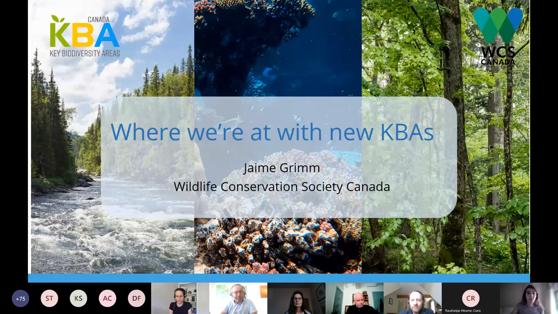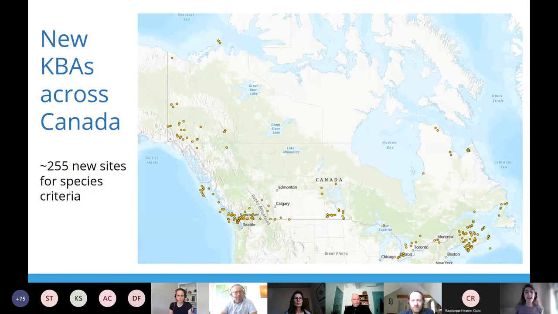So Ciara gave us a really great brief overview. I'm going to talk a little bit more specifically about where we're at with our new KBAs. Straight to the punchline, we have about 255 new sites identified for the species criteria, and I'll talk about the other types of criteria in a moment. And so you can see the distribution of these sites here.